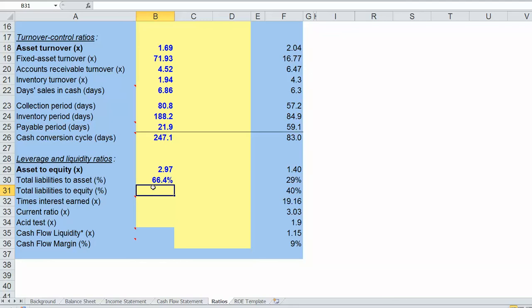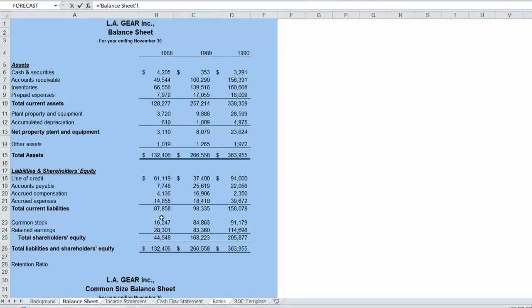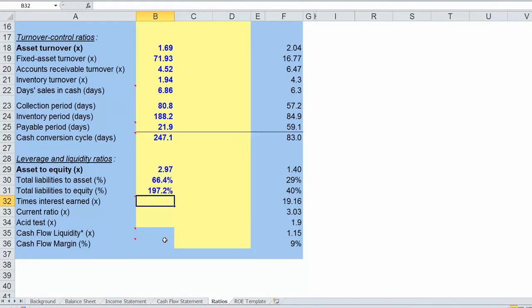Liabilities to equity equals our balance sheet, total liabilities, 88, divided by 44. Our liability to equity ratio is 1.97. We've got $1.97 in liabilities for every dollar we have in equity. And that $1.97 in liabilities plus the dollar in equity would fund our $2.97 in assets. All three of these ratios measure essentially the same thing.